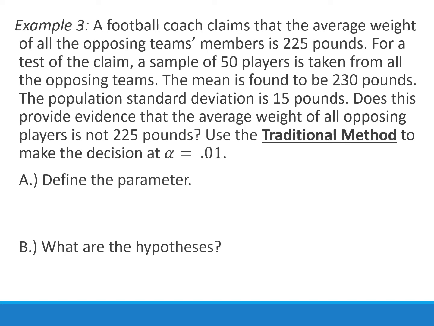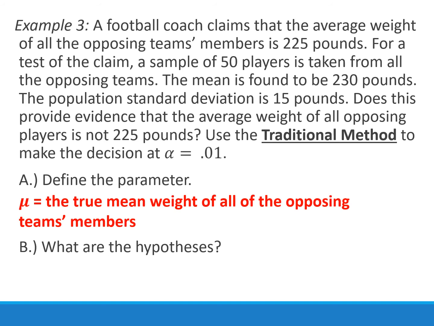Here we have a football coach who claims that the average weight of all opposing team's members is 225 pounds. We have a sample of 50 players taken from all the opposing teams, and the average of their weights is 230 pounds. Parameter: mu equals the true mean weight of all the opposing team's members. Hypotheses: mu equals 225. The alternative comes from the text of the problem. It's saying, is there evidence that the true mean weight is not 225? In other words, is it different from 225, not equal to, for the alternative hypothesis?